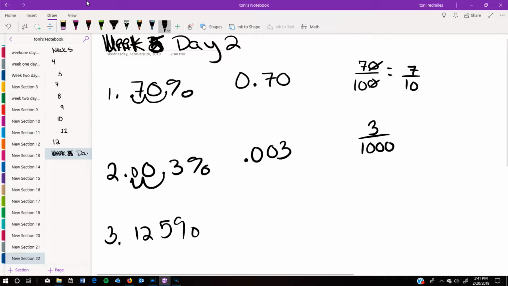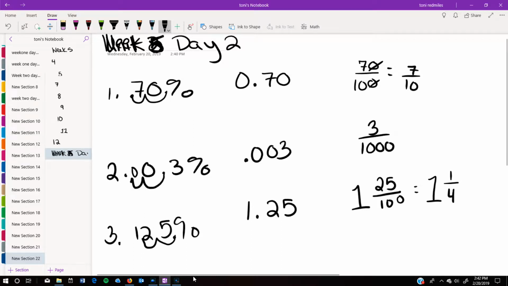All right, 125. I know I'm going to have a whole number of 1, okay? And my decimal point moves 2 places this way, so it's going to be 1.25. I know it's going to have a whole number in my fraction, 25 over, and this is in the hundredths place, so 100. I can reduce that down to 1/4. So it's 1 1/4.